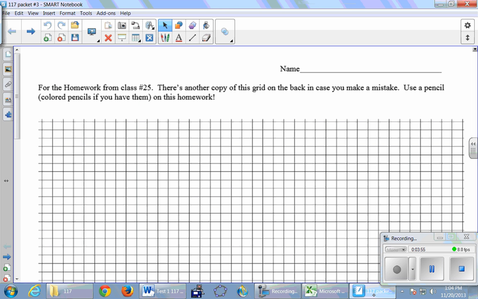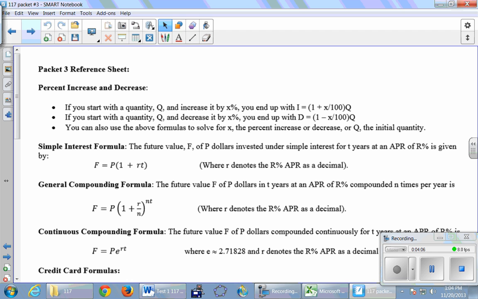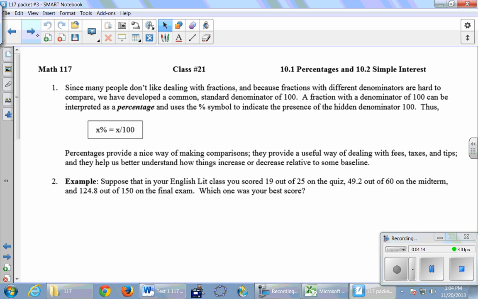All right, so the grid on the first page is related to homework for class 25. You're going to rip it off later on when it's time to do that homework. On the back, it's another grid. Page 3 is a reference sheet that you're going to be able to use. You're going to bring that with you for the test. Skip past that. And finally, I think we start here on page 5.